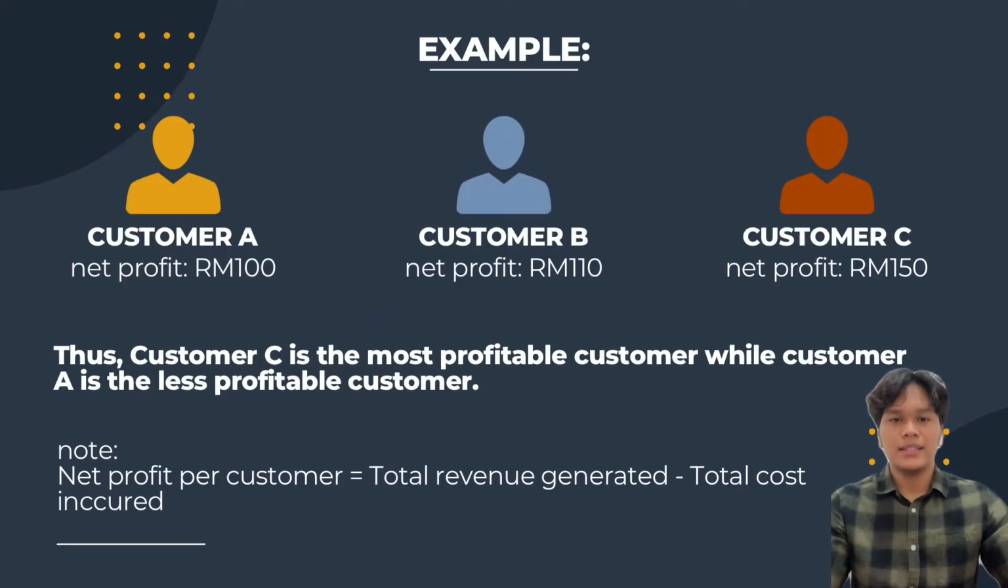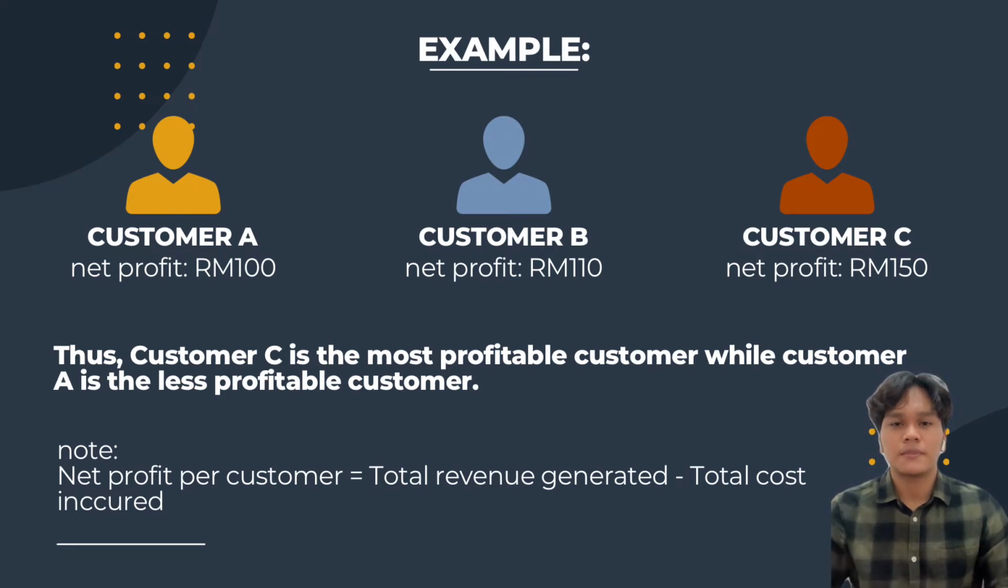Now, let's look at the example. Based on the example, customer C is the most profitable, associated with the highest profit, while customer A is the lowest since it generates the lowest net profit. So from this, now we know who their best customer is and how important they are. From that, we know that we should focus more on customer C by keeping them happy to ensure that they will consistently purchase products from us.